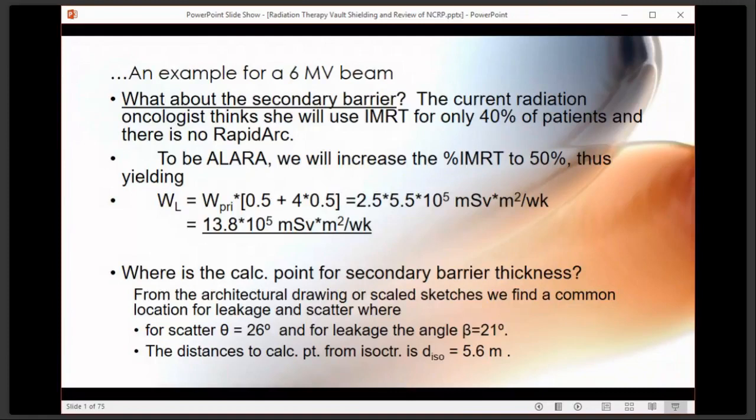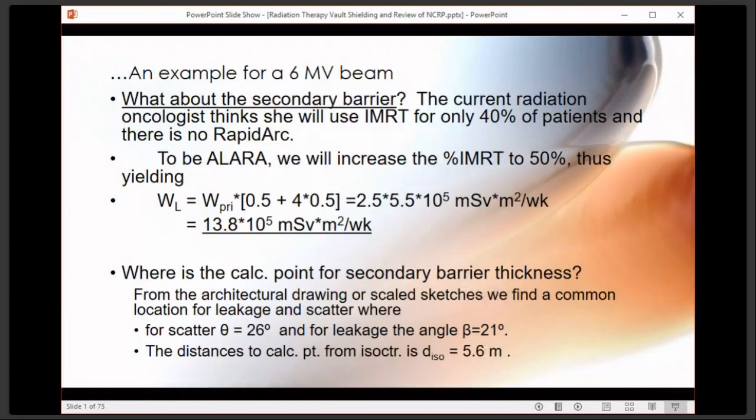So our workload for leakage is going to be 0.5 for the unmodulated beams and 0.5 times 4 for the modulated. We end up with 13.8 times 10 to the 5th millisievert meter squared per week. All right, and then an important question to ask here is, where is the calculation point for the secondary barriers when you've got leakage coming from one area and patient scatter possibly from another or slightly different area?